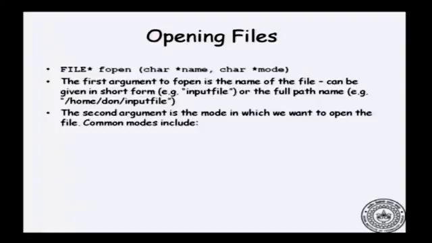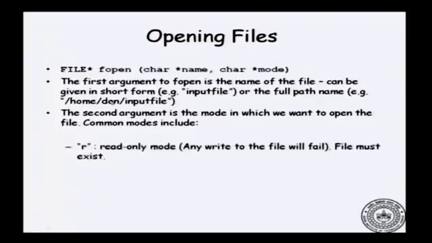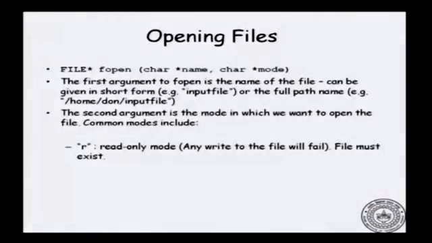So what are the common modes? For example, if you give R, this will open the file in read only mode. This is if you want to just read a file and not write to that file. There are also other situations where the medium itself may not support writing. For example, if you have a CD-ROM disk, then you cannot write to that. So it can only be opened in a read only mode.